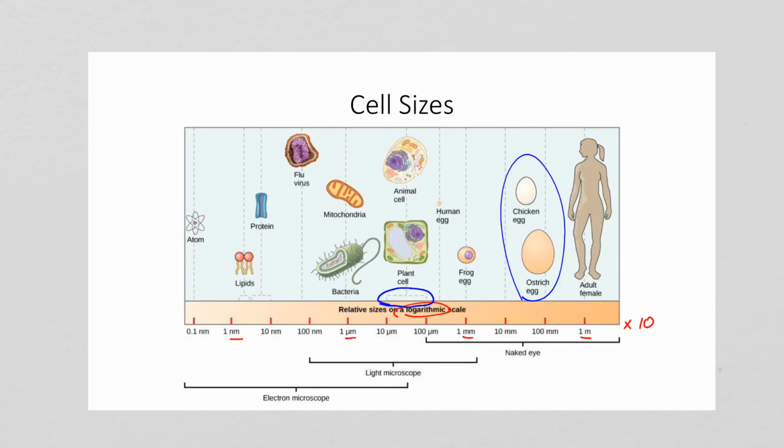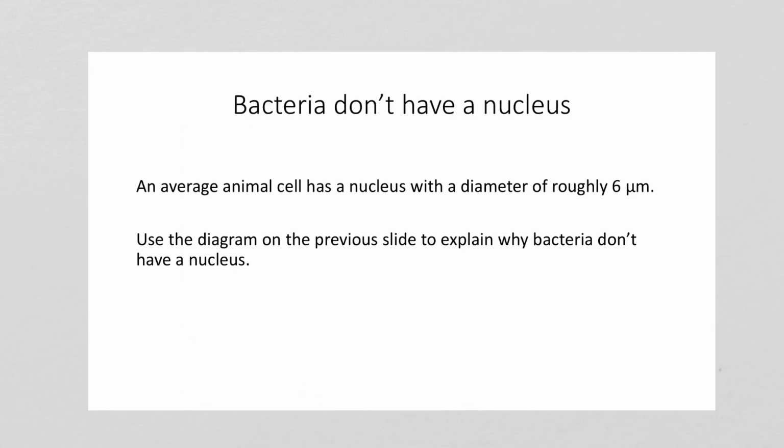You will also notice along the bottom here we have the idea of an electron microscope and a light microscope. We're going to talk about those in the next lesson, lesson 5, on microscopes, microscopy, and the magnification equation. What sort of question might you get that deals with these sorts of things? Something that looks like this. An average animal cell has a nucleus with a diameter of roughly 6 micrometers. Use the diagram to explain why bacteria don't have a nucleus.